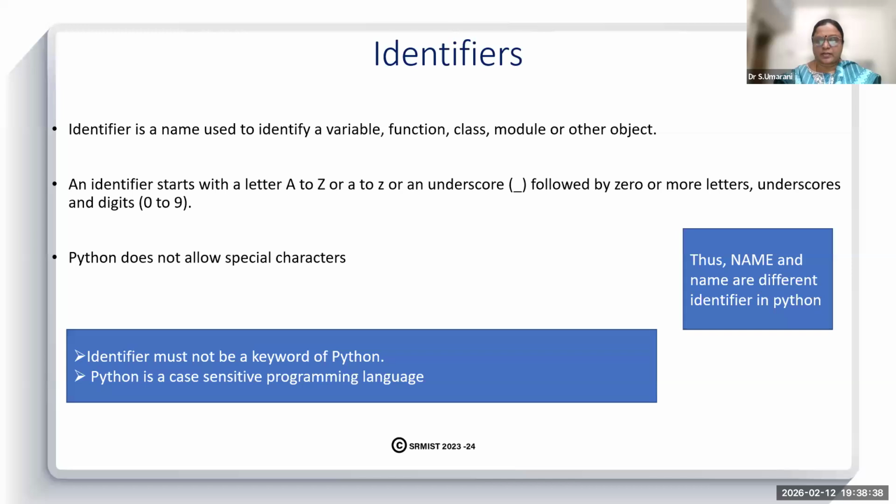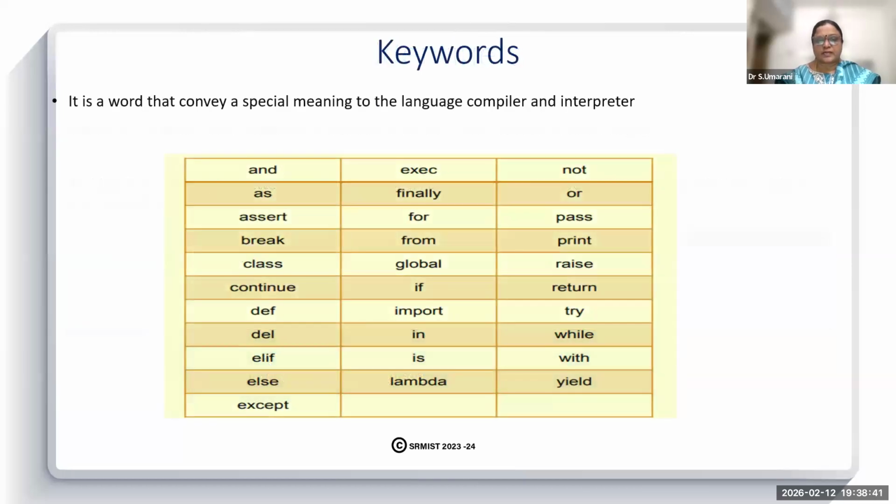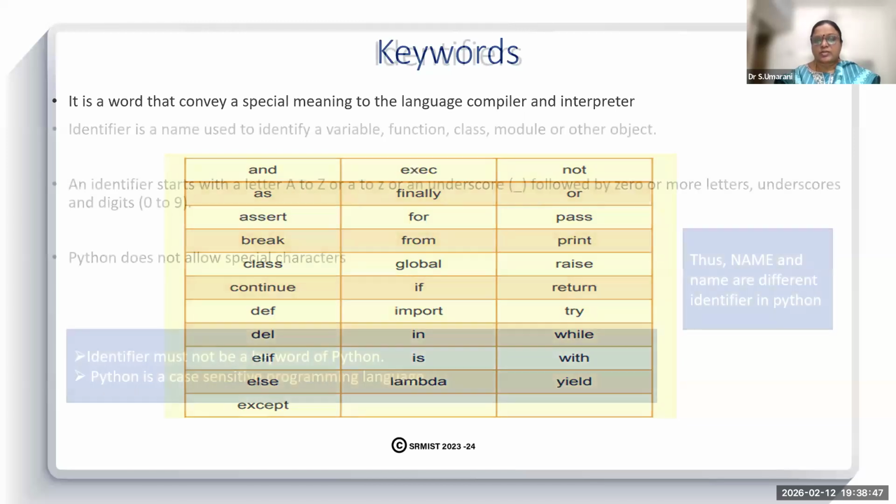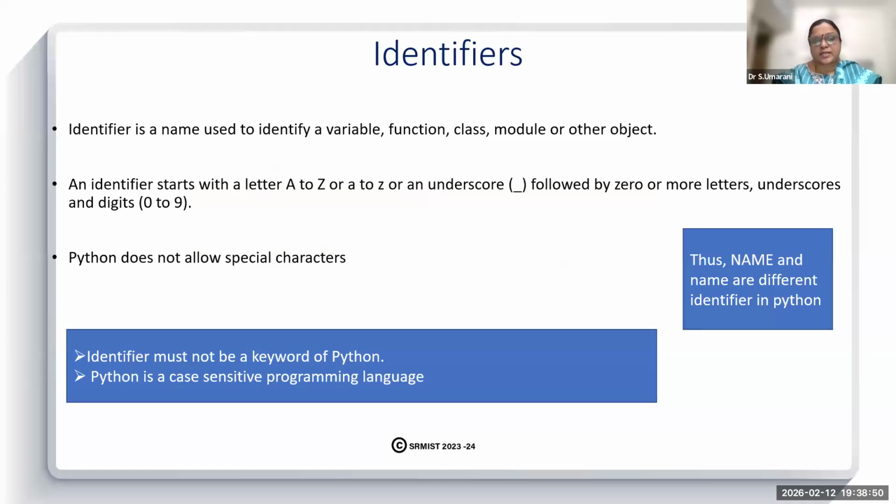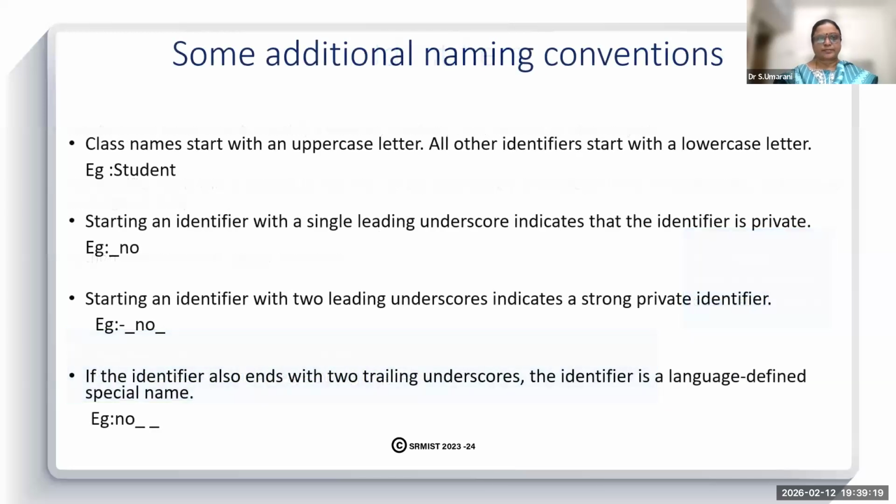As I told already, a few keywords are available. Suppose the name of your variable is DEF. Definitely it won't accept that; DEF is not possible to use. It is a keyword, so it definitely shows the error. Python is a case sensitive programming language. Here I have given one simple example: the name is written in capital letter as well as small letter. Definitely both variables have different meaning, different identifiers in Python. So this is identifier.